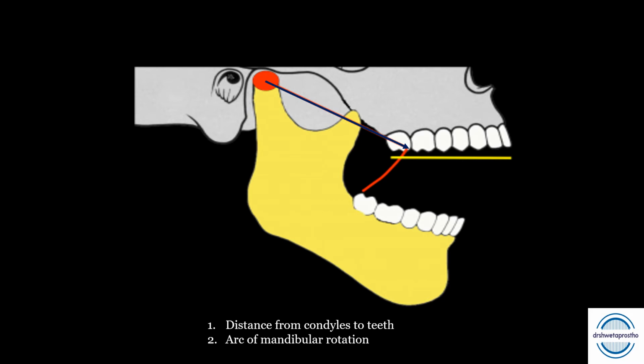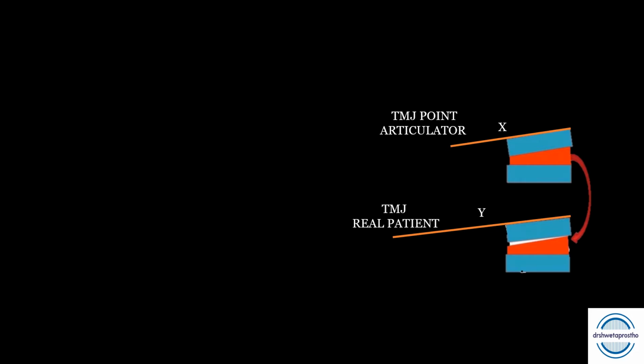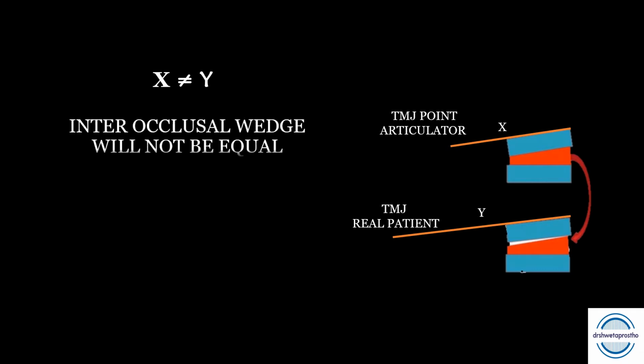Now let us see how. In this picture, the distance x is the distance of the temporomandibular joint to the arch in the articulator. And in the second picture, the distance y represents the distance in the real patient. So the arc of rotation of the mandible will also be different in both cases. Now, if x is not equal to y, the interocclusal wedge will also not be equal, and this will lead to occlusal errors in the final prosthesis.